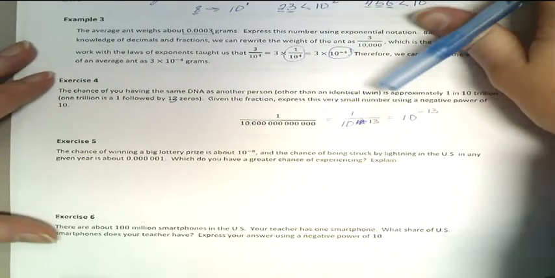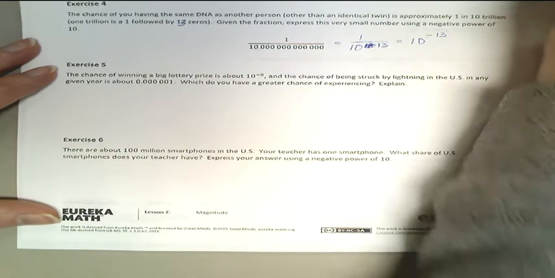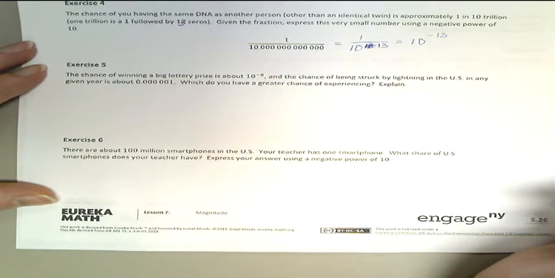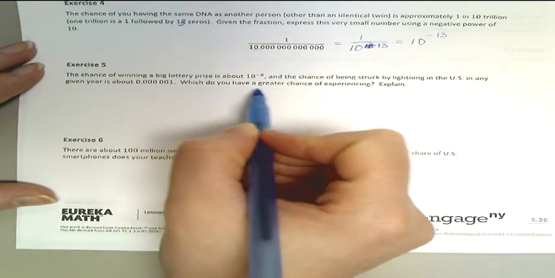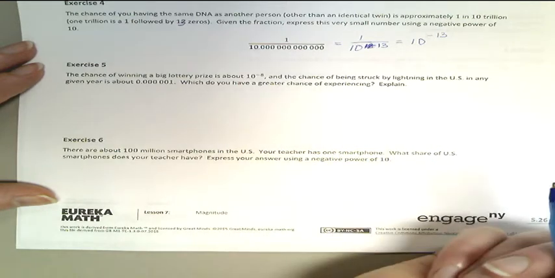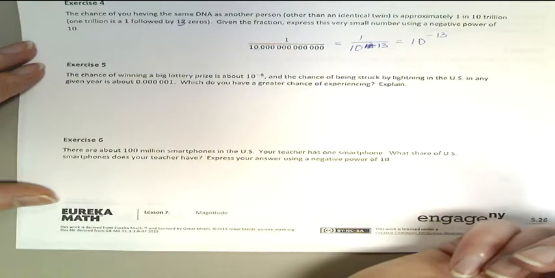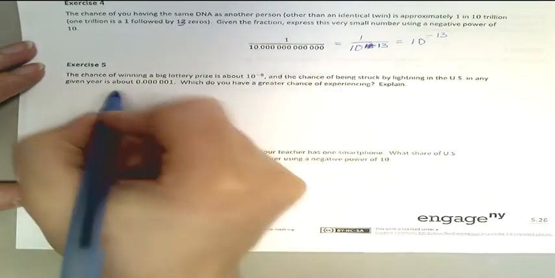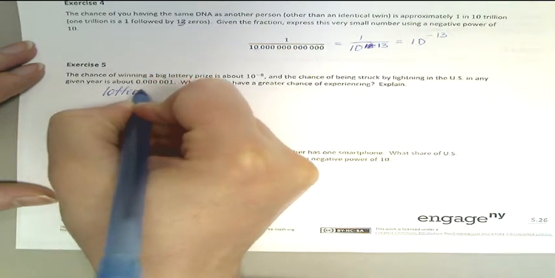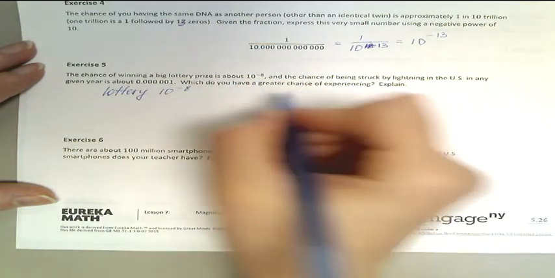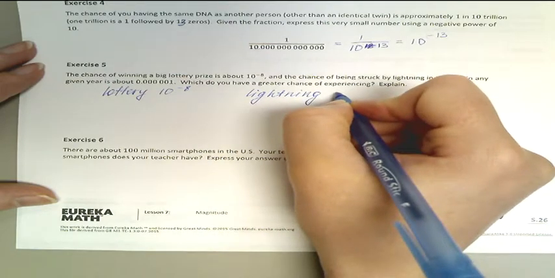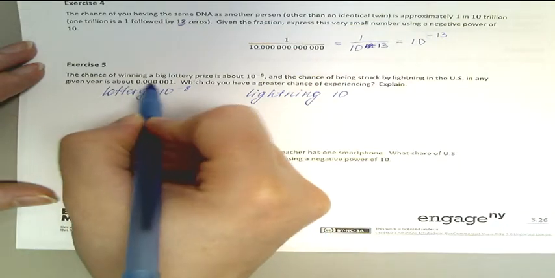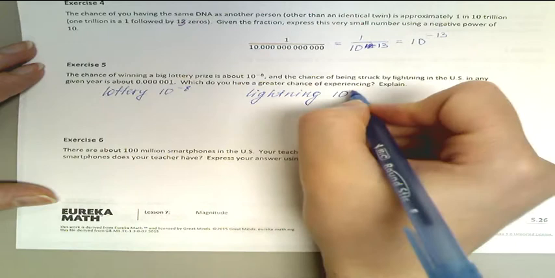Okay, so we are going back to our exercise 5 here. The chance of winning a big lottery prize is about 10 to the negative 8, and the chance of being struck by lightning in the US in any given year is about 1 millionth. Which do you have a greater chance of experiencing? Explain. Okay, so let's write both of these in exponential notation. The lottery prize is 10 to the negative 8. And the lightning is 10, and let's count how many zeros. 1, 2, 3, 4, 5, and the 6th place is 1. So negative 6 power.